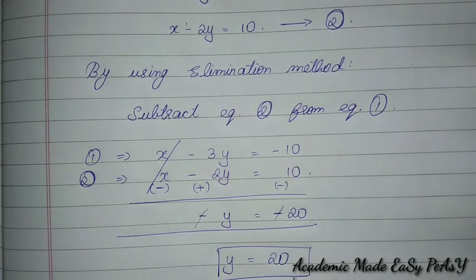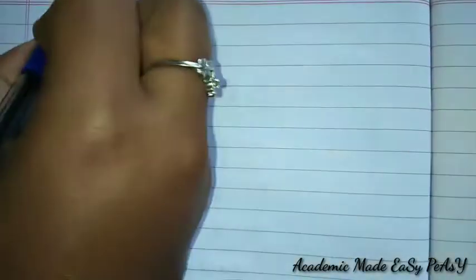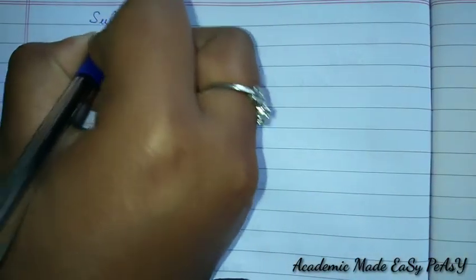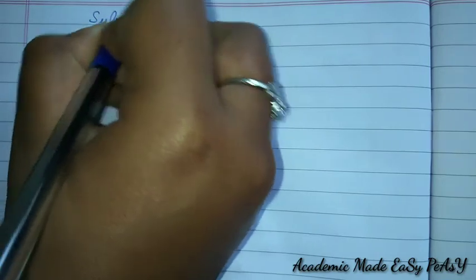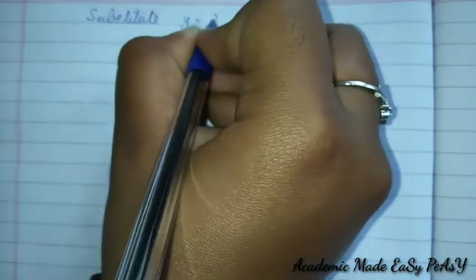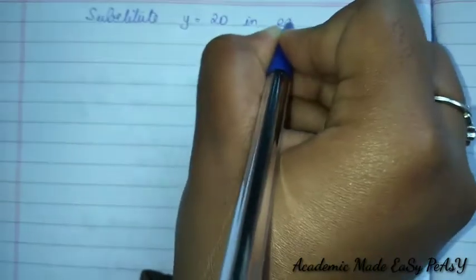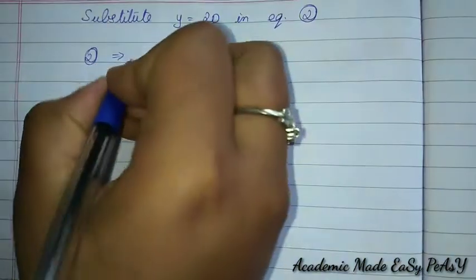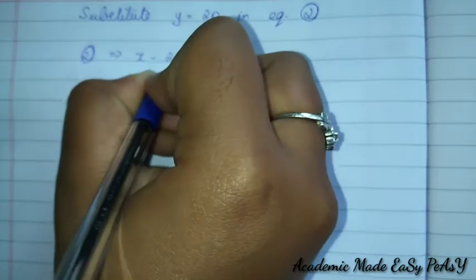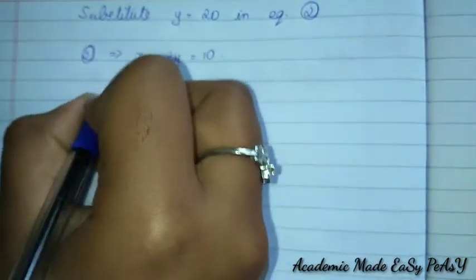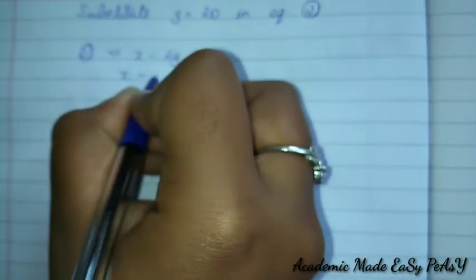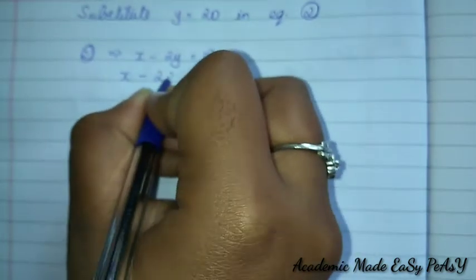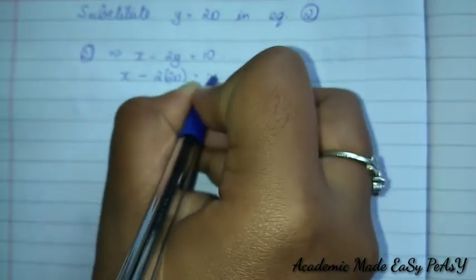Now I will be substituting the y value in equation 1 or 2. So substitute y is equal to 20 in equation 2. So my equation 2 implies x minus 2y is equal to 10. I don't know the value of x only. So 2 into what is my y? 20, is equal to 10.